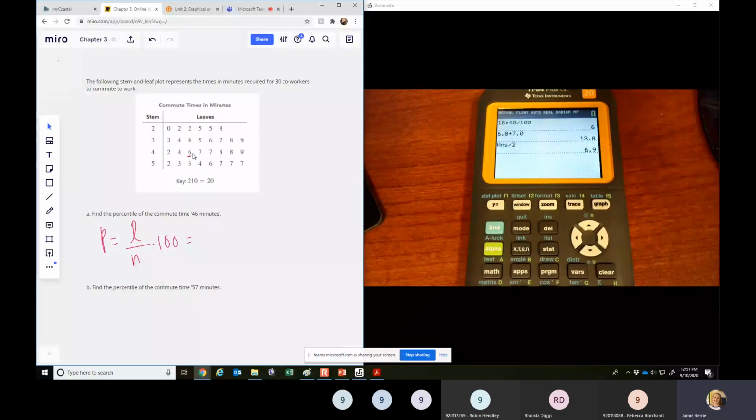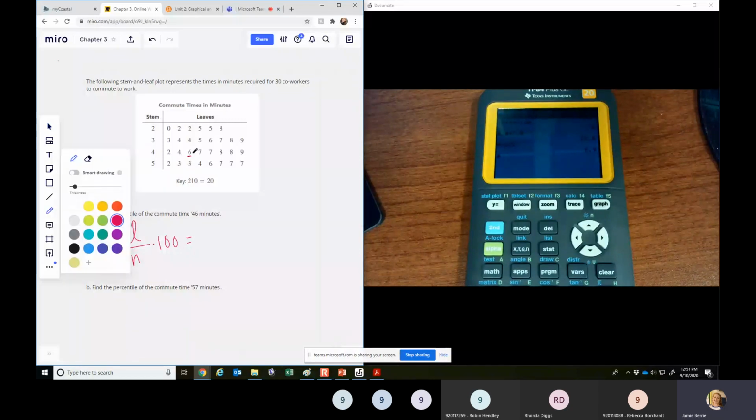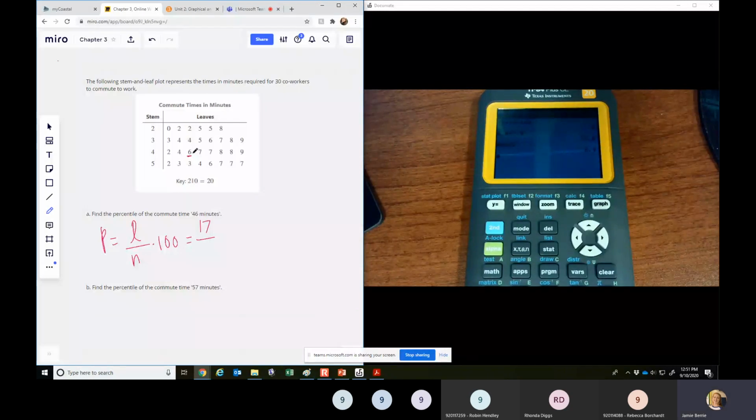All right, so we're going to start counting here at 46. So that's 1, 2, 3, 4, 5, 6, 7, 8, 9, 10, 11, 12, 13, 14, 15, 16, 17. All right, so there are 17 values less than or equal to 46. Let's see what the total sample size is. They told us it was 30. So 30 times 100.